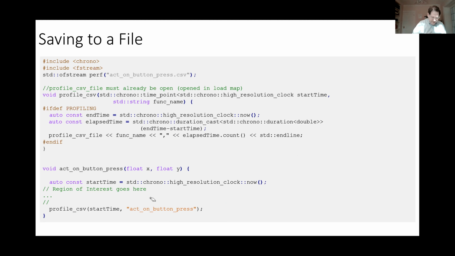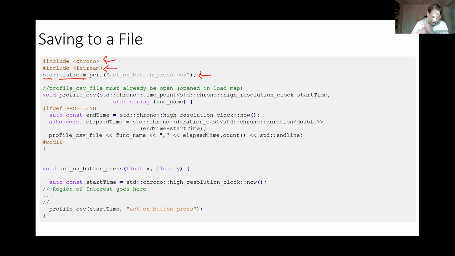Okay, so what I'm going to add, well, I've still got my Chrono library that I'm going to use, and I'm going to add fstream. Fstream is file stream, so it allows me to read and write from files. There are lots of ways to do this, but the way I've chosen is to make a global variable here. It's of type output file stream in the standard library, so it means it's a file that I'm going to send data to.